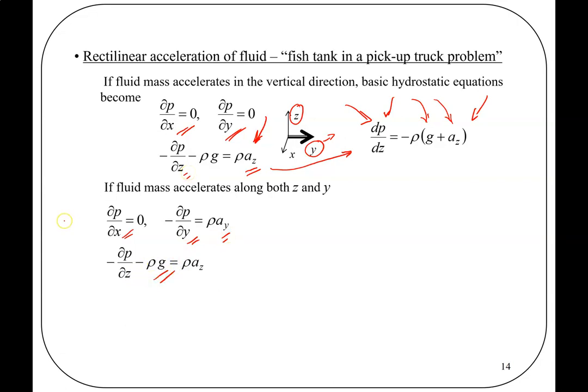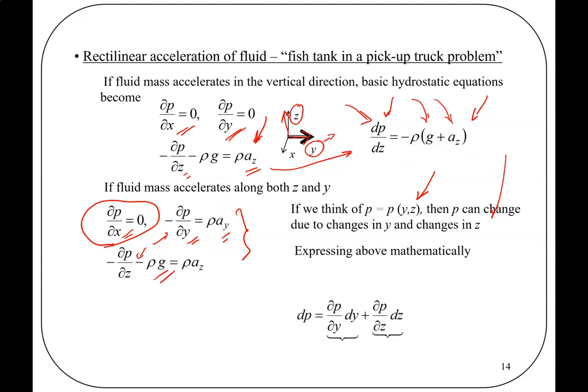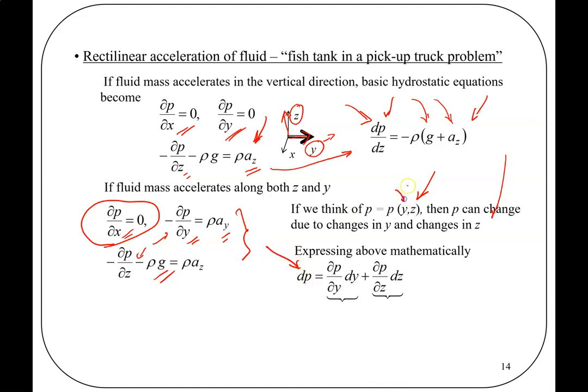So in this situation, p is not a function of x through this expression, but p is clearly a function of both y and z, because partial p with respect to y and partial p with respect to z are non-zero. So if I think of p as a function of y and z, remember the y-z plane is this plane, right? That's the horizontal direction y, and then the vertical direction z. And p can change due to changes in y and changes in z. That's what these two expressions are telling us, right? And I can express this notion mathematically by looking at the change in pressure, dp, and pressure can change because y can change and z can change.